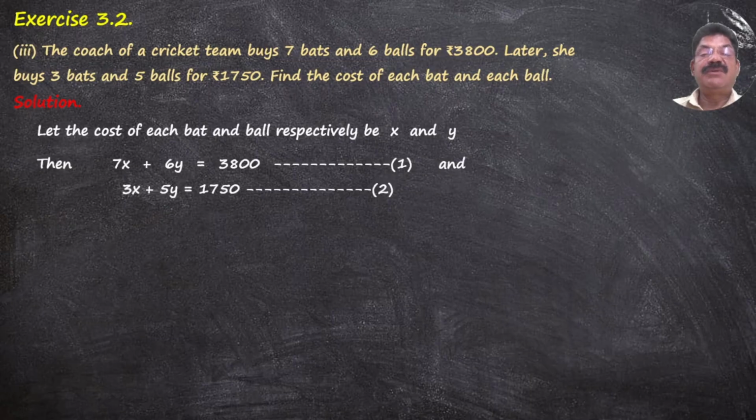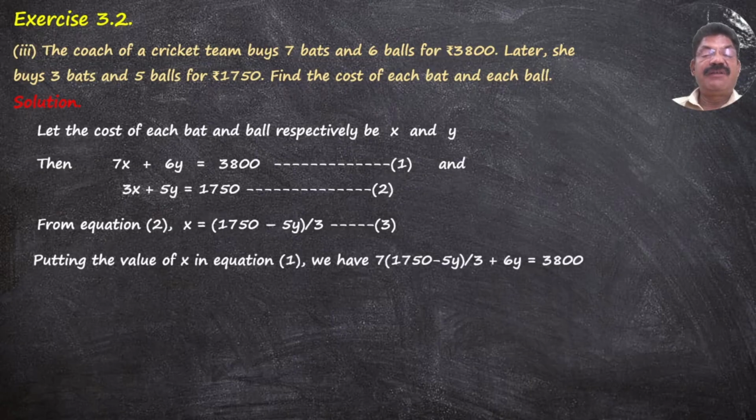7x plus 6y is equal to 3,800. You call that as equation 1. 3x plus 5y is equal to 1,750. You call that as equation number 2. From equation 2, what is x? x is equal to 1,750 minus 5y divided by 3.